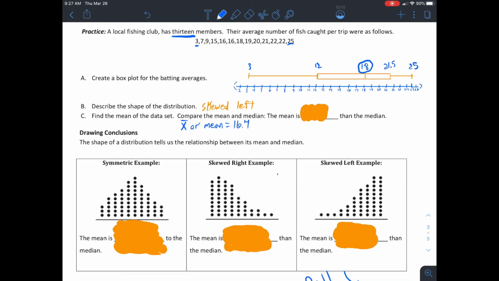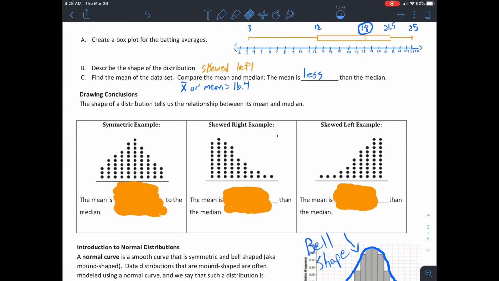That's right, we should have gotten 16.4 for our mean. And guys, remember in your calculator, if you see an x with a line on top, that means mean. Okay, guys? So is 16.4 larger or smaller than our median of 18? It is less than our median of 18.